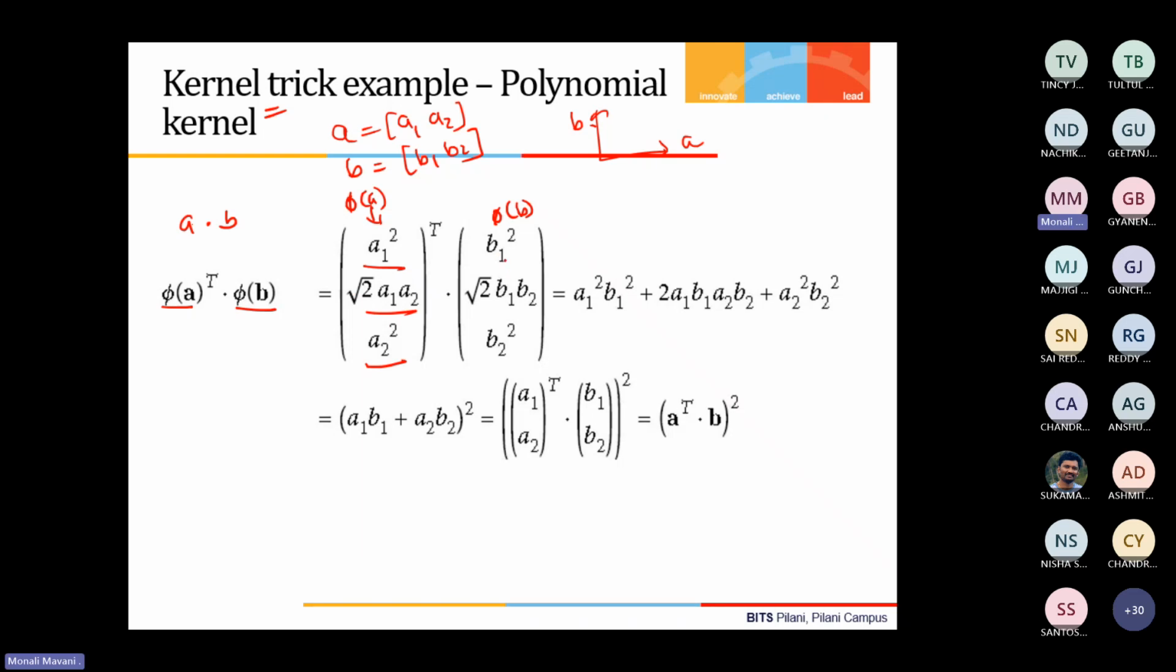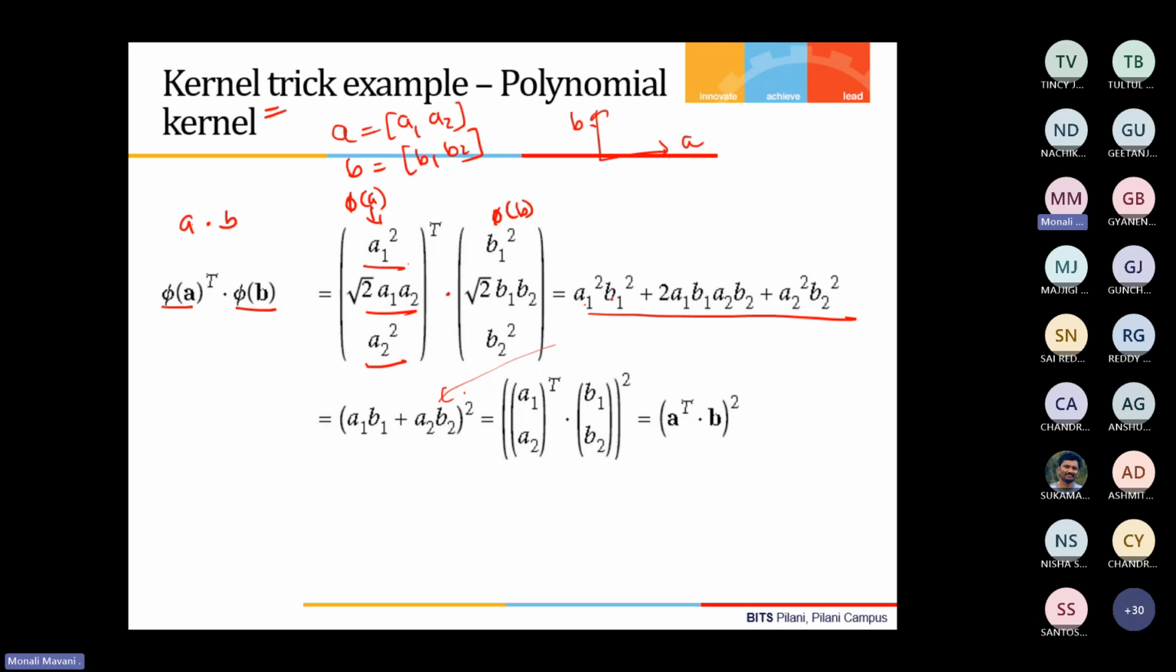Similarly, we have also created three features from the two-dimensional vector: B1 square, B1 B2, and B2 square. And then we perform the dot product. You can just use the simple vector-to-vector dot product formula, and this is the answer you will get between these two. Now let's further simplify this mathematically.